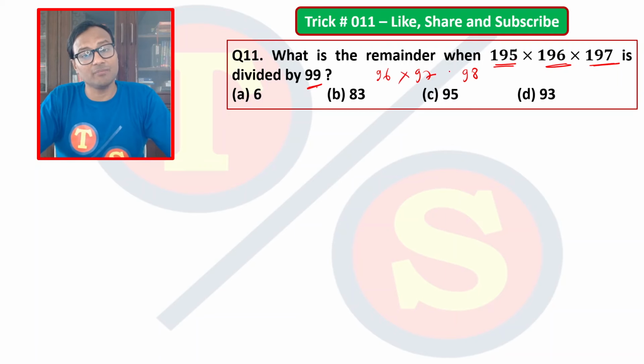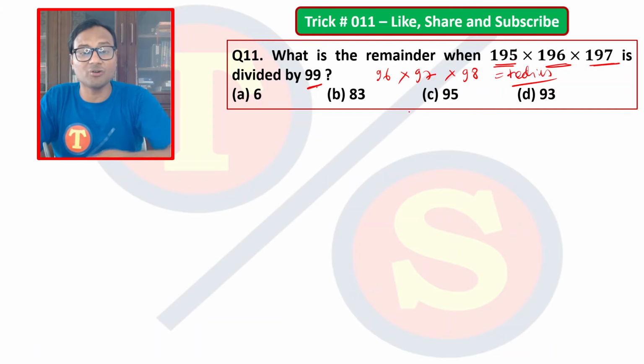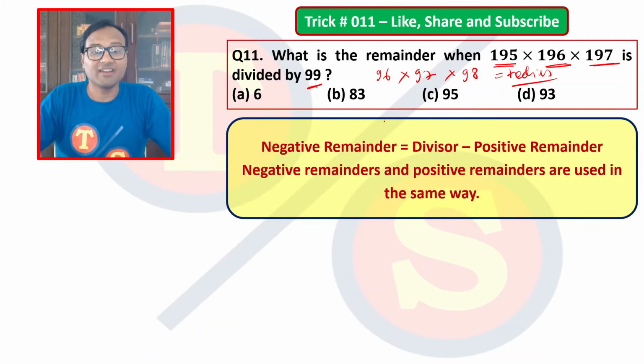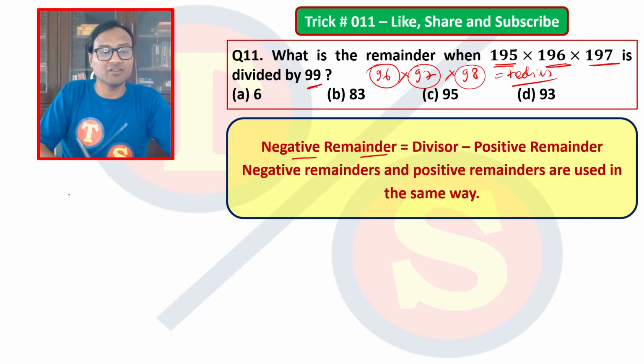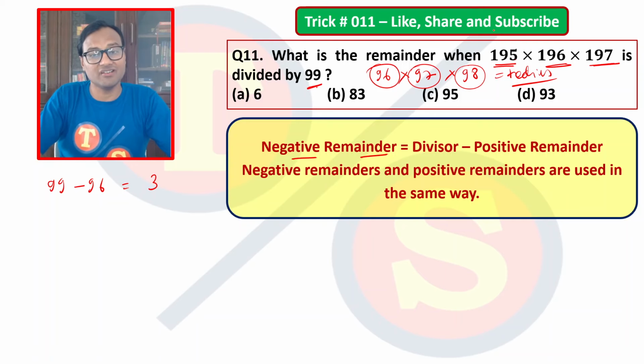But multiplying these remainders is going to be a tedious job. So what we can do is find the negative remainder. Negative remainder is nothing but divisor minus positive remainder. Whatever positive remainder we get is subtracted from the divisor. In the first case, if you subtract 96 from 99, you get 3, and that is known as the negative remainder.